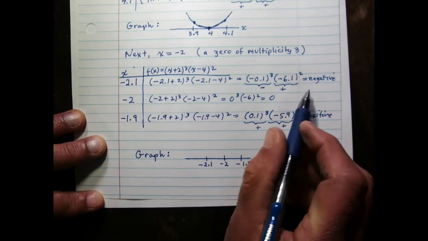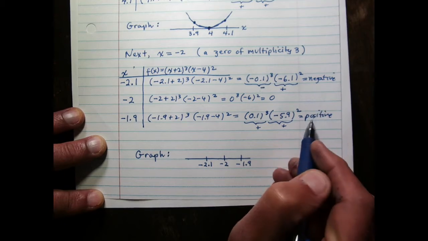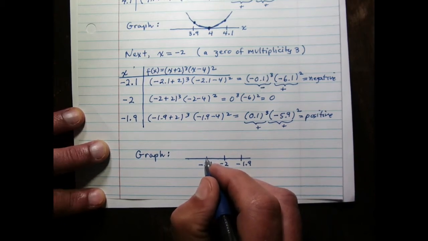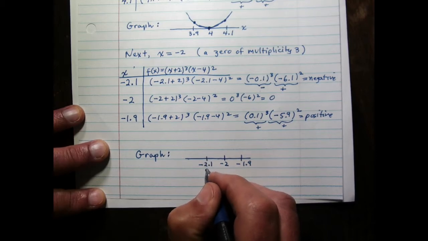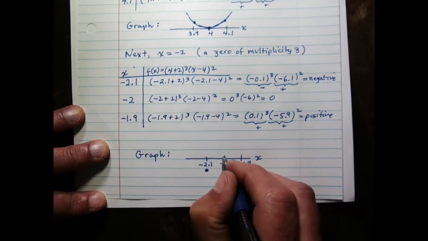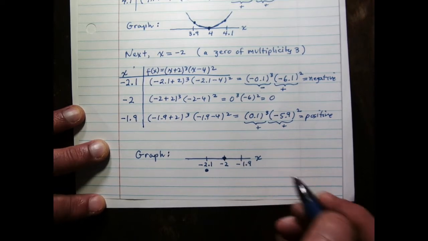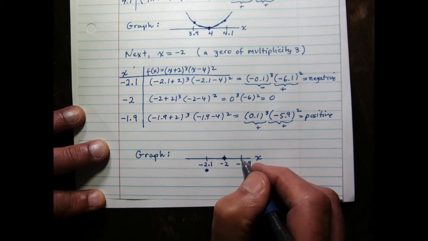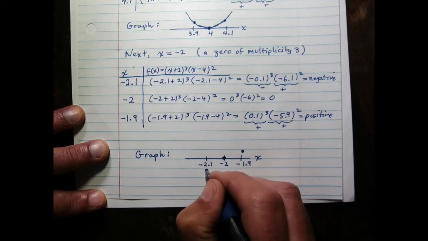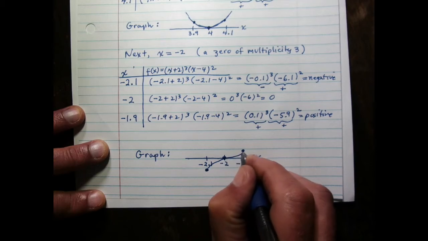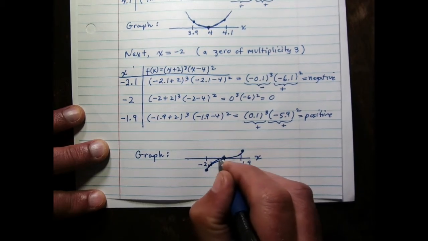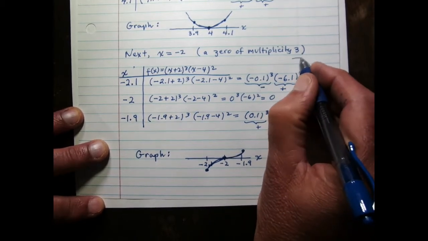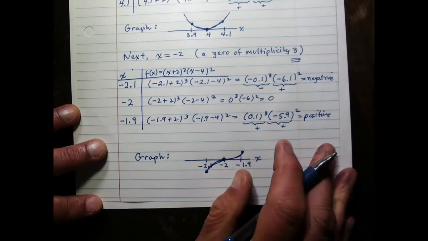So on one side I'm getting a negative y value. On the other side of the 0 I'm getting a positive. At negative 2.1, the graph's got to be below the x-axis. At negative 2, it's right on the x-axis, that's the 0. And at negative 1.9, we're positive. So this graph is crossing over. And it's got something to do with the 0 of multiplicity 3.